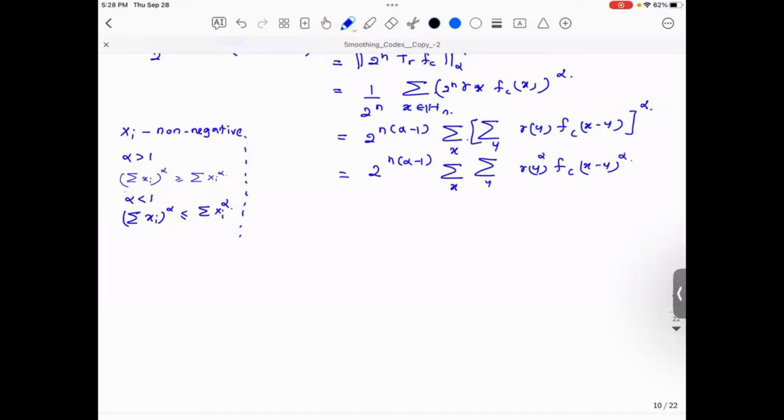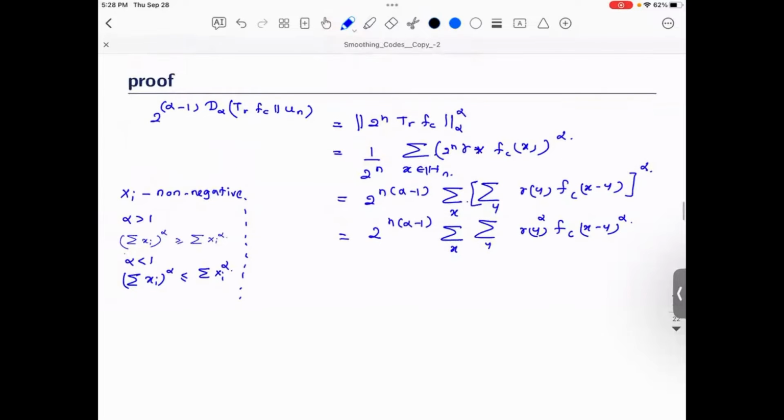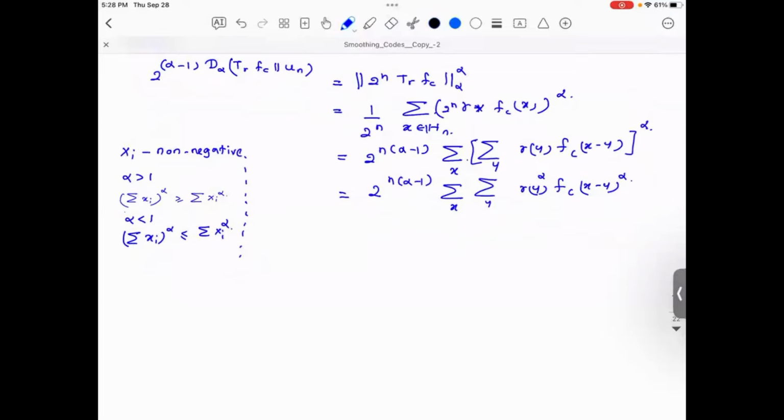So I use that fact to reduce this. Now let's assume alpha is greater than 1. Then we have this inequality here. All these things are finite summations, so we can interchange the summation. This would be over y, ry to the alpha, summation over x, Fc x.